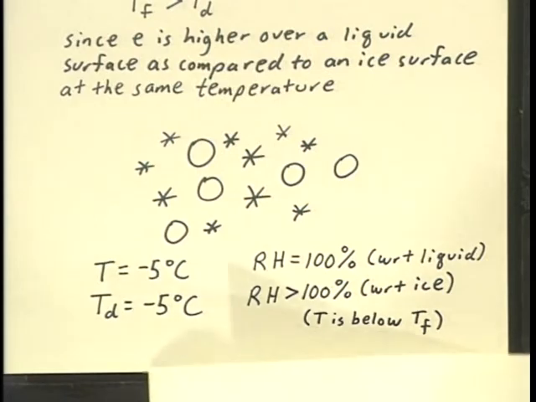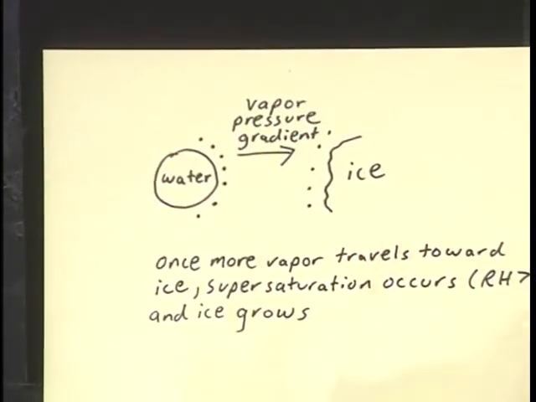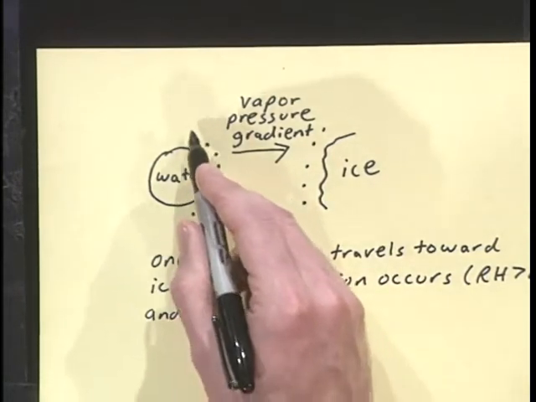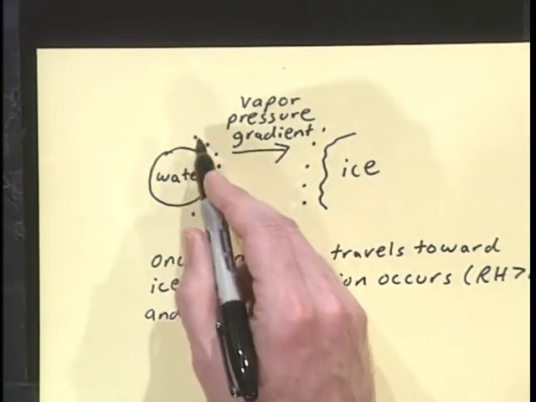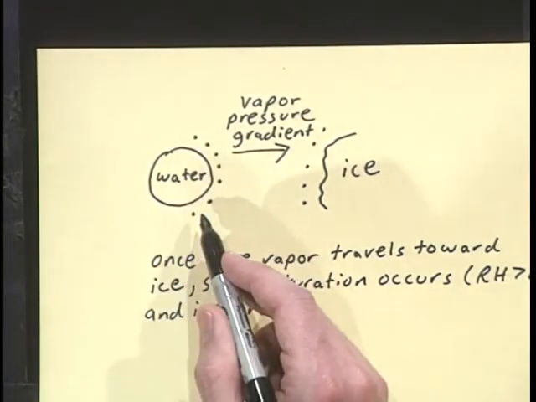So this is going to produce a vapor pressure gradient between the water and the ice. Just like with atmospheric pressure, the air tends to flow from high pressure towards low pressure. Well, it's the same concept with water vapor. The vapor is going to want to move from higher vapor pressure toward lower vapor pressure. So surrounding the water, we have more water molecules. This is liquid water, surrounded by more water molecules.